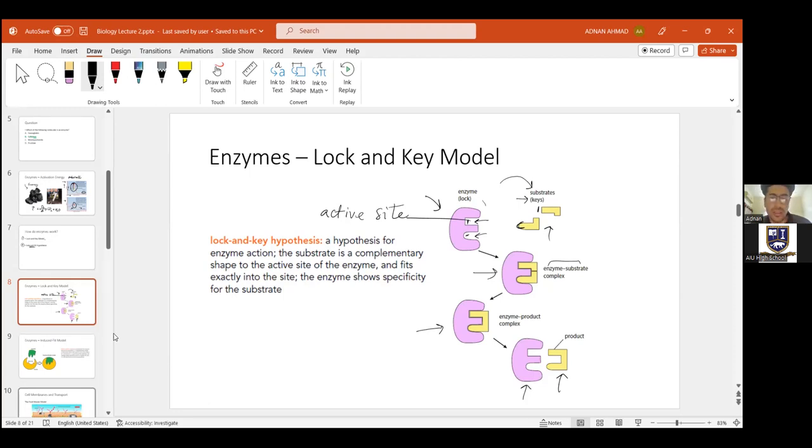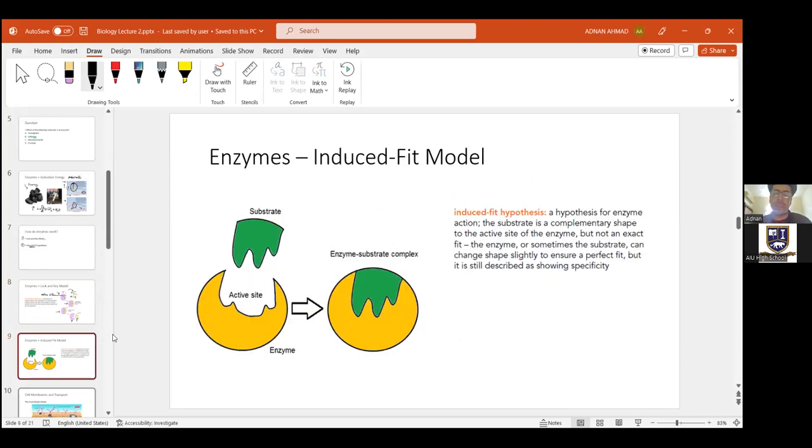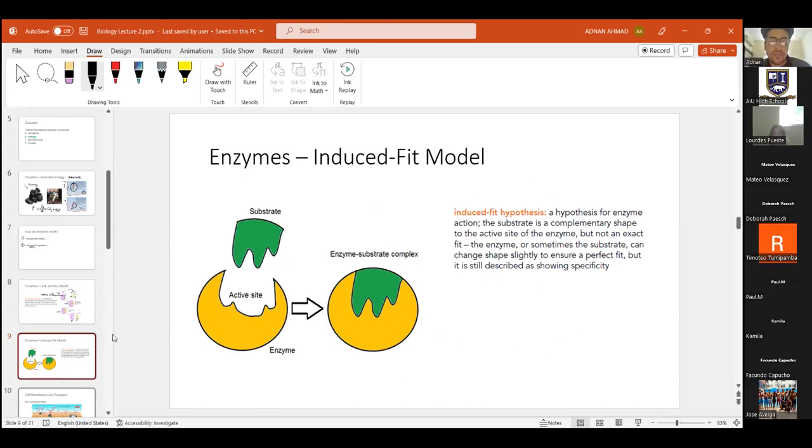Another theory, the most correct and relevant for today's research, is the induced fit model. The induced fit model says that the enzyme does not necessarily have to be the exact shape of the substrate. You see, this is the active site where the substrate can attach. The active site is a little bit different, in a complementary way, from the shape of the substrate, right?